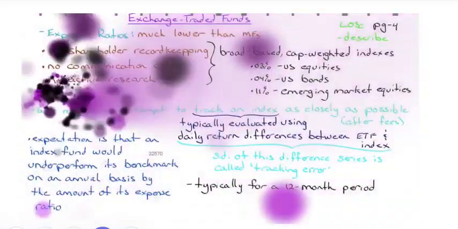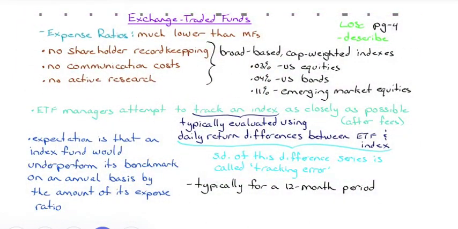The LOS describes sources of tracking error for ETFs. And we'll lead into this nice and slow. We'll build up on this. Let's look at some expense ratios for ETFs. They are much lower than mutual funds, and they're actually quite shockingly low, believe it or not. They're much lower than mutual funds for a number of reasons.